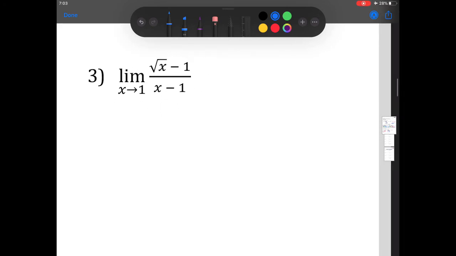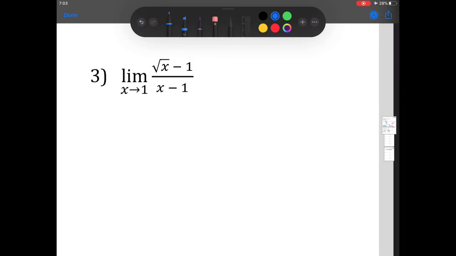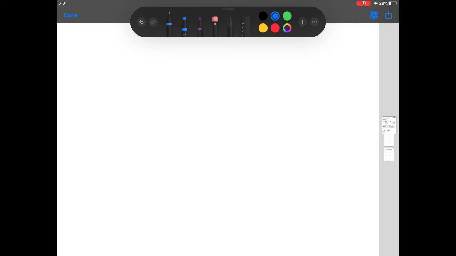Number 3. So this does not look like a trig limit because there are no trig functions, you rightly guessed, right? If I do direct substitution, I get 0 over 0, so this is not going to work. I can't factor, cannot simplify, so the fourth option I'm left with is rationalizing. So what are we rationalizing here? We're rationalizing the numerator. Oh, sorry. Okay, so how do we rationalize?